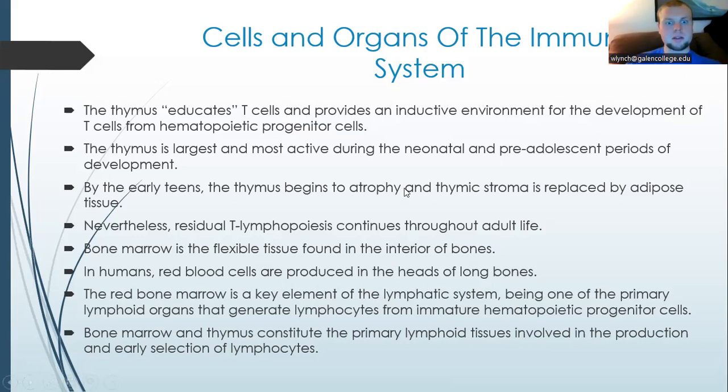So the bone marrow and the thymus are going to constitute the two places where we are going to be able to mature lymphocytes. The B lymphocytes will mature in the bone marrow. The T lymphocytes migrate to the thymus and mature there.